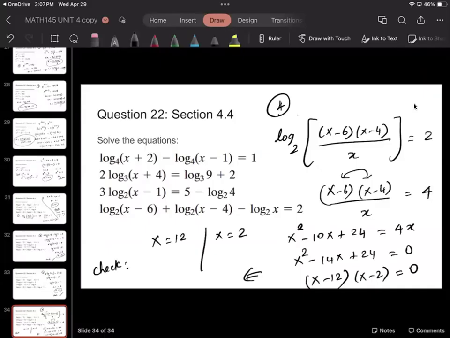Check. If I take the 12 and put it in here, positive number, good. Now if I take the 2 and put it here, this is a negative number. This is also a negative number. So this doesn't work out. So I have only one solution, and that is x equals 12.